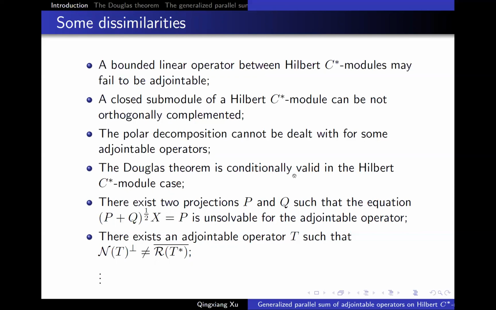And the third one is that the polar decomposition cannot be dealt with for some adjointable operators. And this fourth one is that Douglas' theorem is conditionally valid in the Hilbert module case. I will say this a little bit in more detail. And also we have other terms. So if we consider the parallel sum in the framework of Hilbert modules, some new phenomena may happen. Okay, so this is my first section.